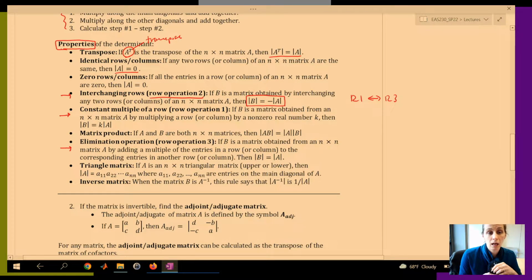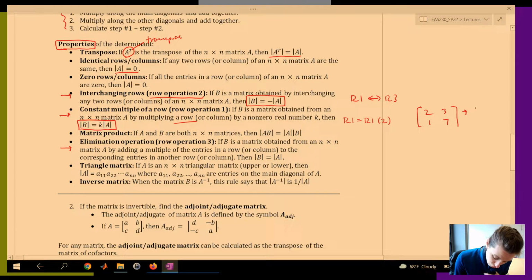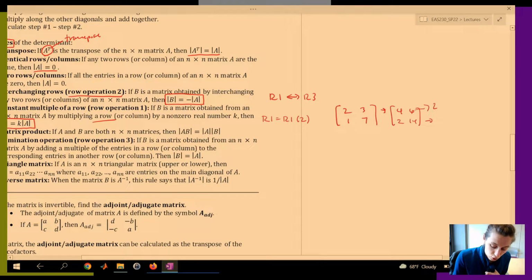If we multiply a single row by a constant, so let's say row 1 equals row 1 times 2, then my determinant is also multiplied by that constant. So be careful with this one because this is for a single row. You're not multiplying the entire matrix by a constant, you're just multiplying a single row. So if A looks like this, and I multiply this row by 2, then my determinant would be multiplied by 2. If I also multiply the second row by 2, then my determinant would be multiplied by 4. 2 for this one, and 2 for this one.